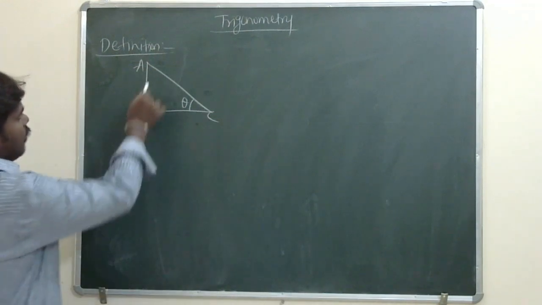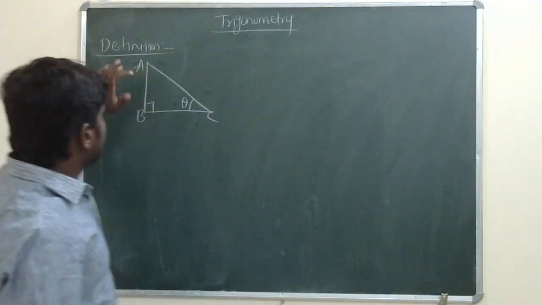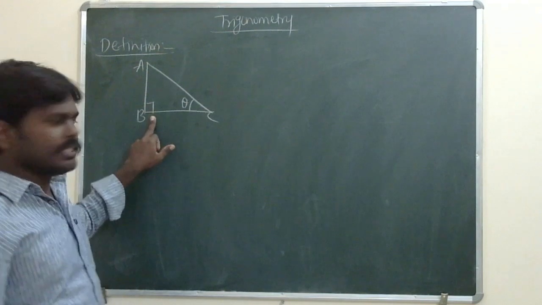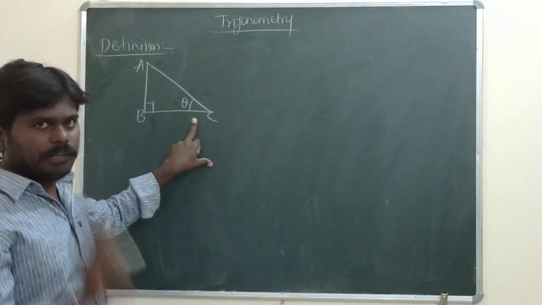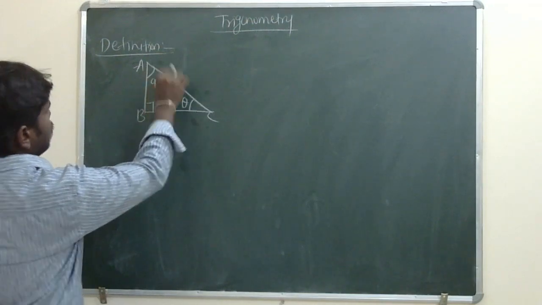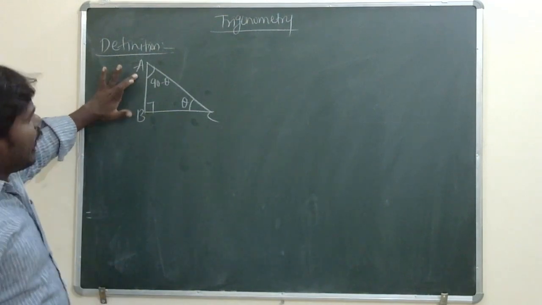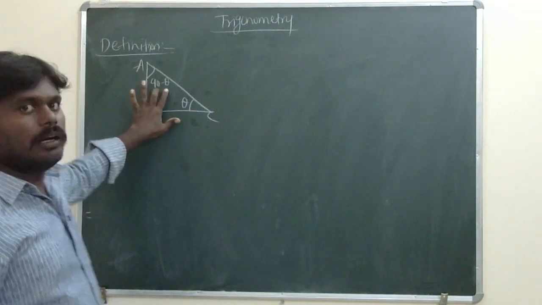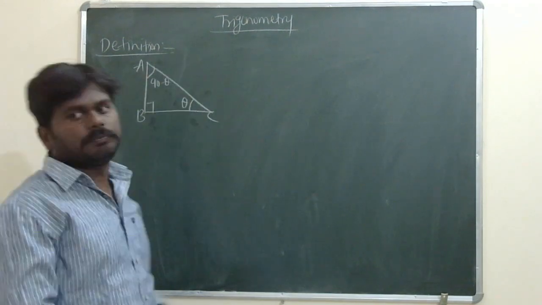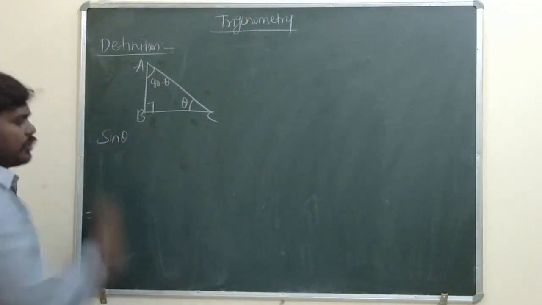Okay, so now here when you use the angle sum property of a triangle, sum of all interior angles of a triangle is 180 degrees. This angle is 90. This is theta. So 180 minus 90 minus theta becomes 90 minus theta. So angle A is 90 minus theta. Okay. So with respect to the angle A or 90 minus theta, opposite side is BC, adjacent is AB, hypotenuse is AC. Okay. So now we will define the trigonometric ratio values.